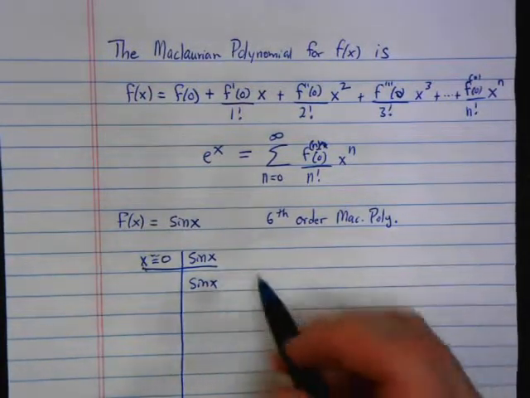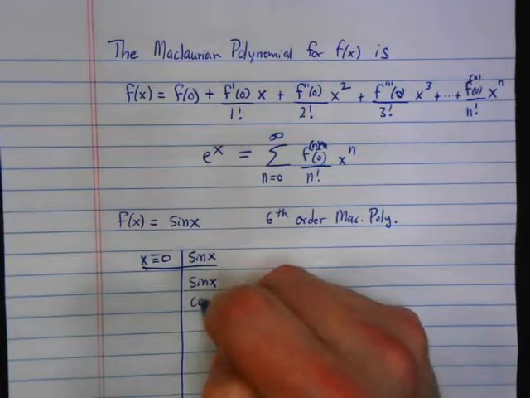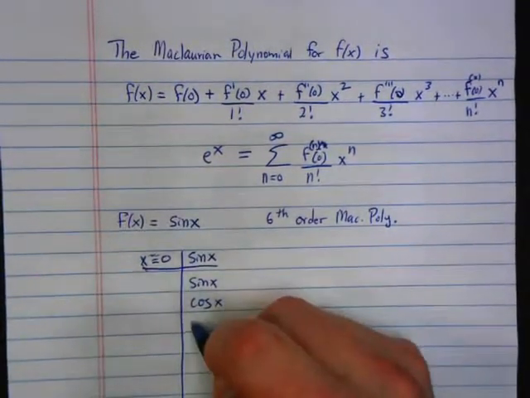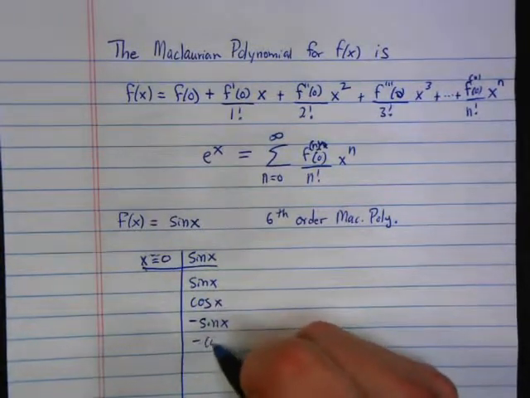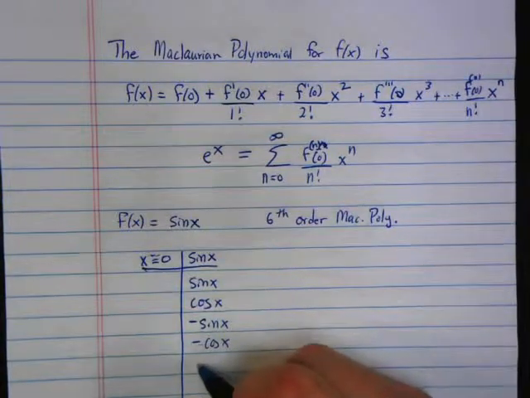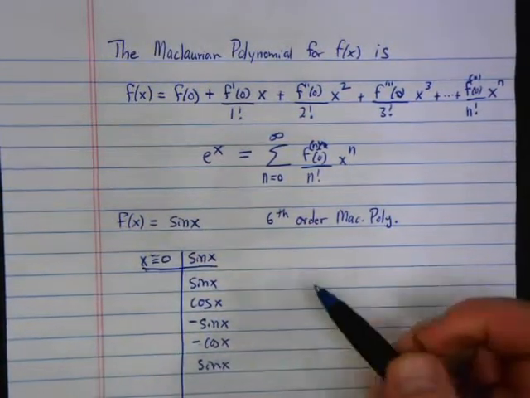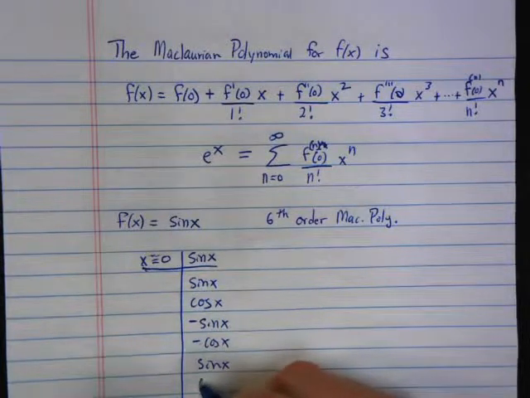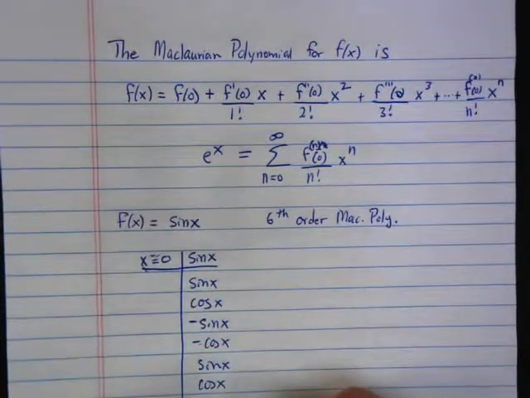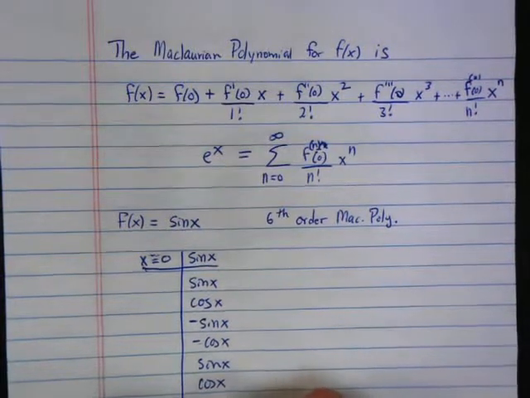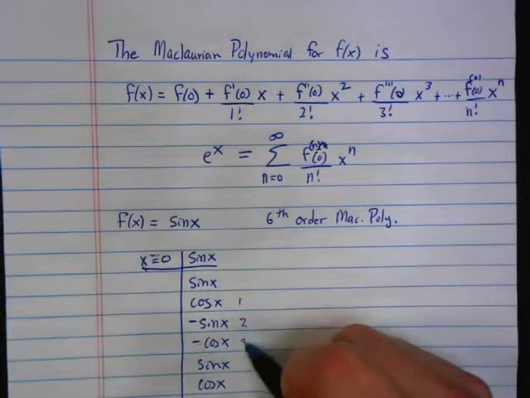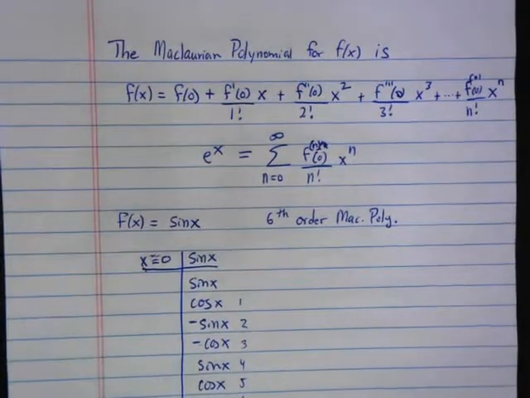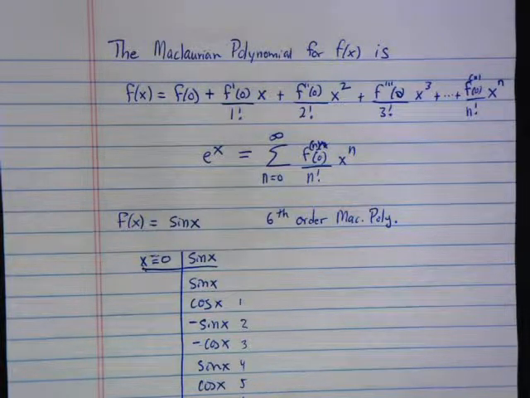I start with sine. What's the derivative of sine? Cosine. What's the derivative of cosine? Negative sine. What's the derivative of negative sine? Negative cosine. What's the derivative of negative cosine? Sine. What's the derivative of sine? Cosine. What's the derivative of cosine? When do I stop? Right now, because there's 1, 2, 3, 4, 5, 6 derivatives, isn't it? So there's my 6 derivatives.